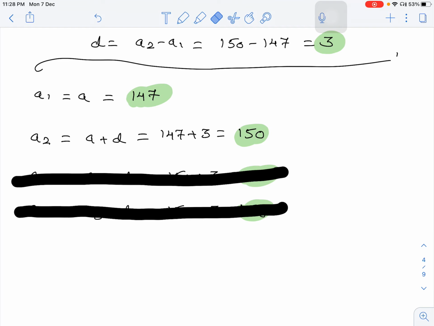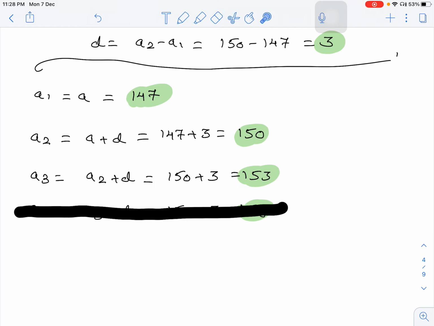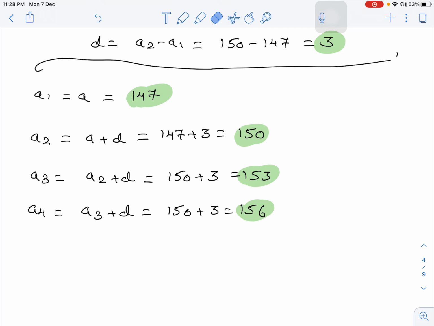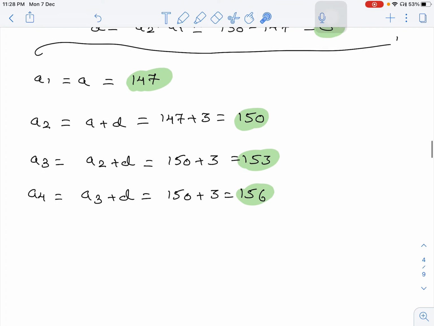Now how to get A3? We get A3 when this difference is added to the previous number. So we get it as 150 plus 3. Now the value of A2 is 150, so 150 plus 3 equals 153. Then A4. What will be A4? It is A3 plus D, that equals 153 plus 3 equals 156.